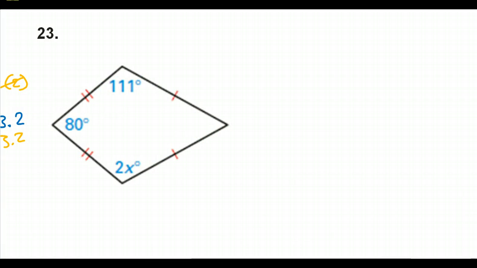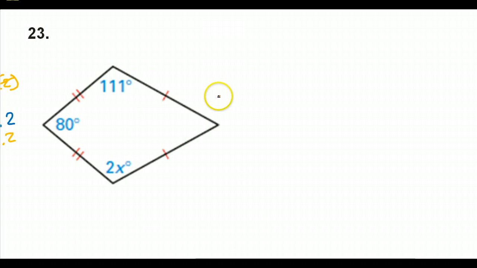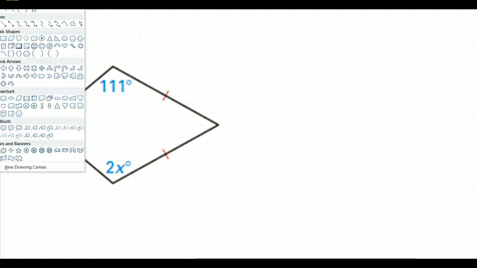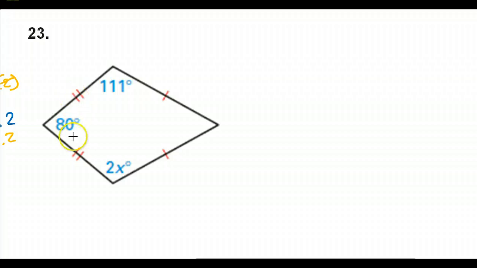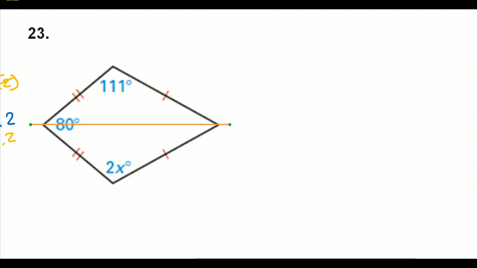Alright, I think this is the last problem on the page. So, number 23. Oh, no more mid-segment, huh? Okay. Oh, well, this is easy. Line of symmetry. This is a kite. Alright, you see these segments are congruent and these segments are congruent, so I'm hoping you can see a line of symmetry going through like this. So that is a line of symmetry.